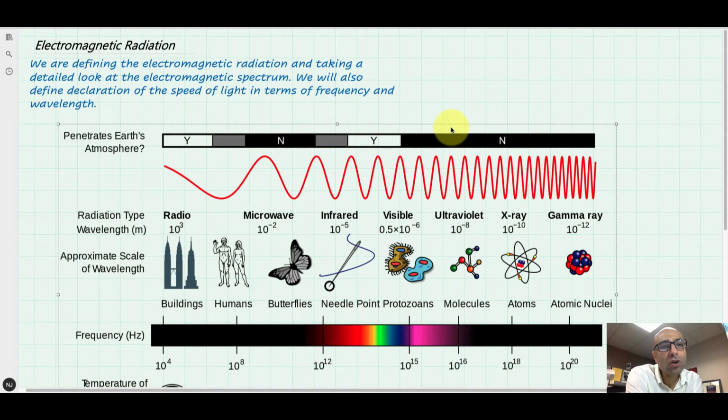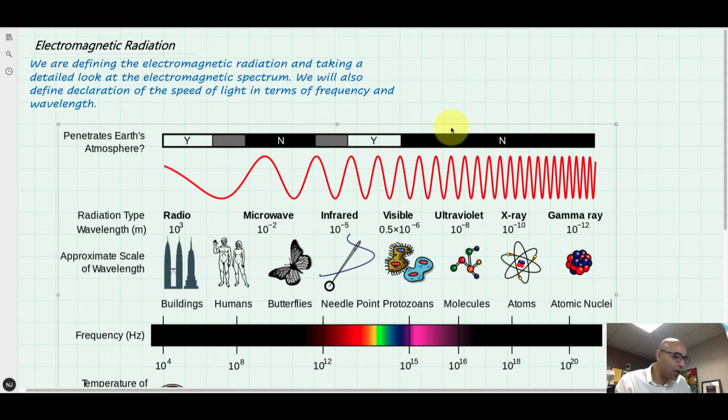Today we are going to talk about electromagnetic radiation. And what is electromagnetic radiation? Basically, we are going to look at the electromagnetic spectrum as a whole and look at each zone of the spectrum and explain what it does, its applications maybe, and where it's coming from, where it goes, and stuff like that, okay?